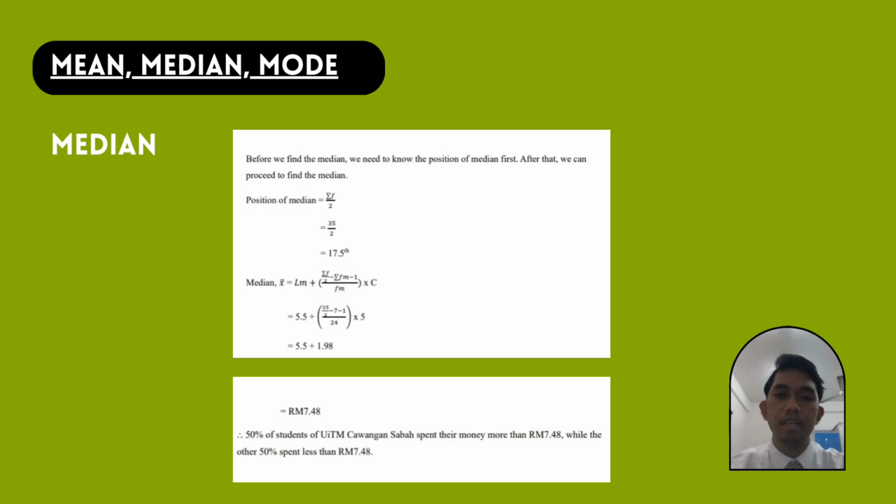Now we have the median. But first, before we find the median, we need to know the position of the median. After that, we can proceed to find the median. The position of the median is the summation of f over 2, which in here our answer is 17.5, and the median is RM 7.48, which means 50% of students of UiTM Cawangan Sabah spend more than RM 7.48, while the other 50% spend less than RM 7.48.